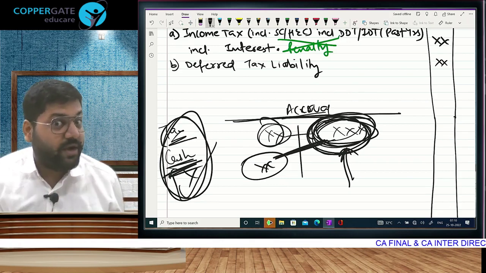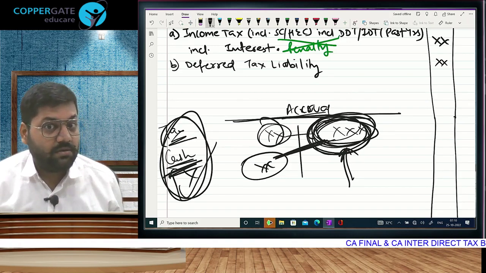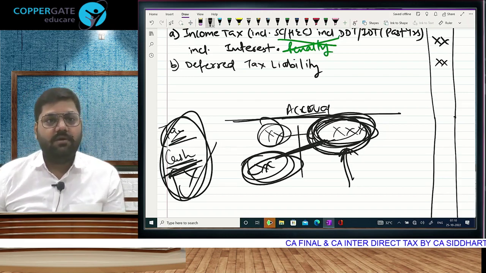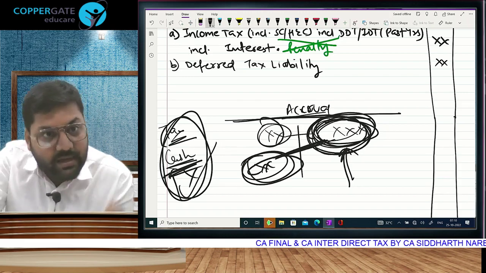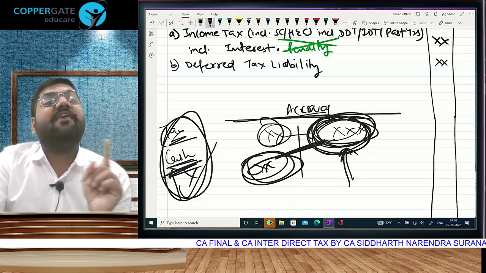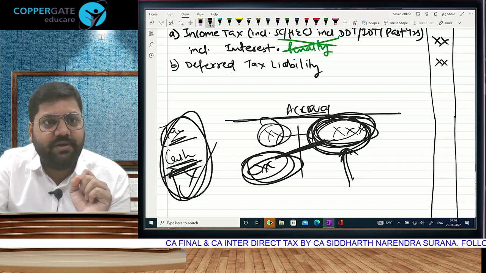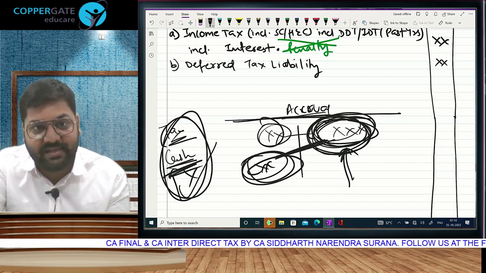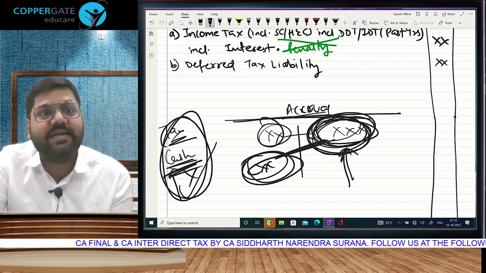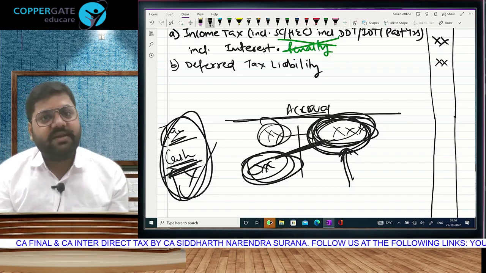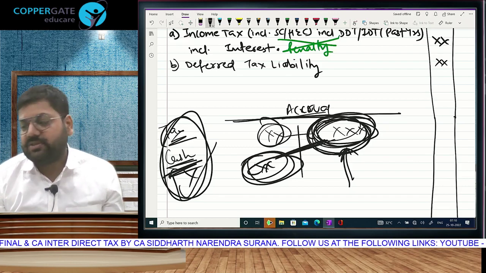But in accounts, have you recorded the income today? Then its tax booking also do today. So deferred tax is a liability which we record in accounts today, but we have to pay to the government at a future date. Because it is possible that a particular income has arisen in accounts, but is yet to arise in tax. Therefore in accounts record today, but in tax pay later. That is called deferred tax.